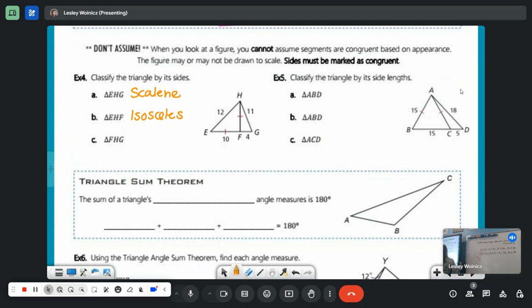Also known as the most impossible word to spell. It's the SC combination in the middle of the word that fries my ears. All right, what about triangle FHG? That's the little one. This one. So I've got a 10, a 4, and an 11. Yeah, scaling again. All right. You guys want to try this one?